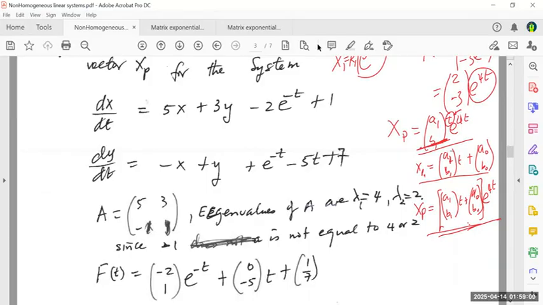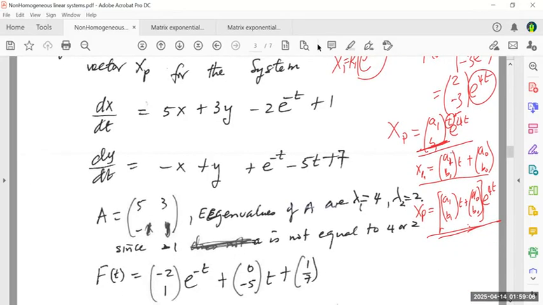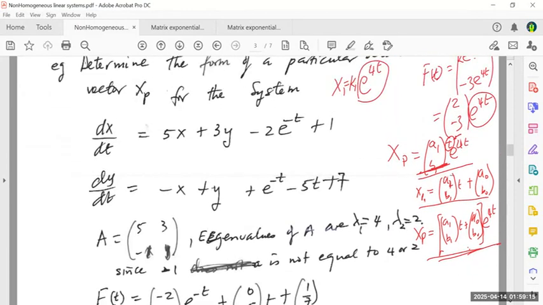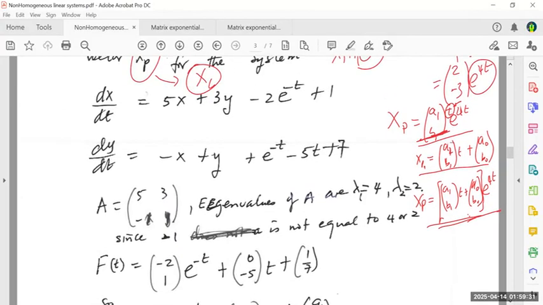Let's see how this one works. So here it says determine the form of a particular solution vector xp for the system. What we will do is investigate the complementary solution, even though we are just looking for xp. The reason being we want the functions in xp to be linearly independent of the solution vectors in the complementary vector solution.